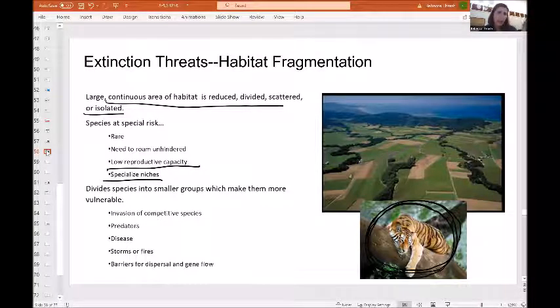Now, what does habitat fragmentation do that's a special concern? Well, it does make it easier for these patches to become invaded by invasive species. It also exposes individual animals or organisms to predators, disease. Storms and fires are more severe when you've got little patches of habitat, and it can reduce the amount of gene flow between populations because they physically can't get to each other.